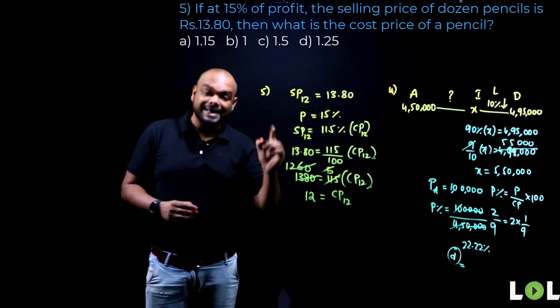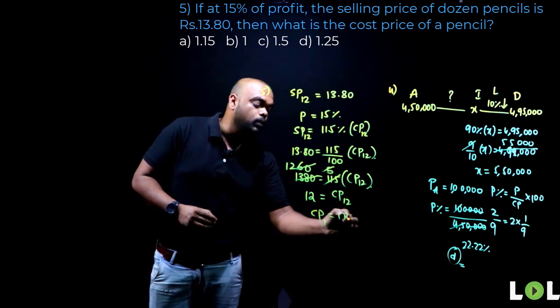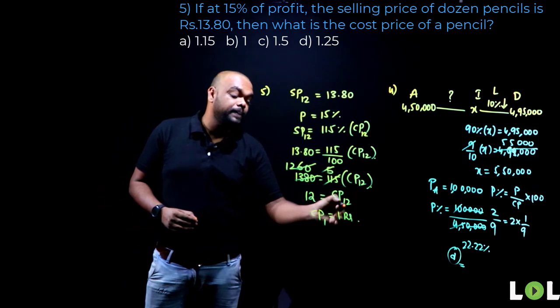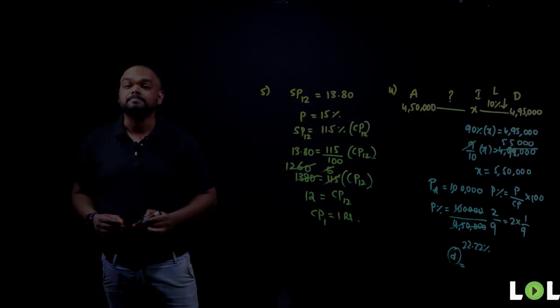Cost price of a pencil means a single pencil. Then what is the CP of one pencil? Obviously 1 rupee. The CP of 12 pencils is 12 rupees, which means the CP of one pencil must be equal to 1 rupee. That must be my answer.